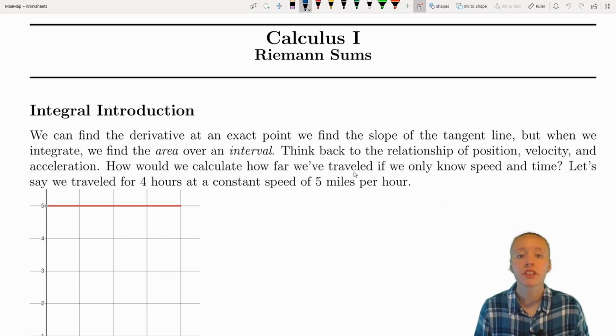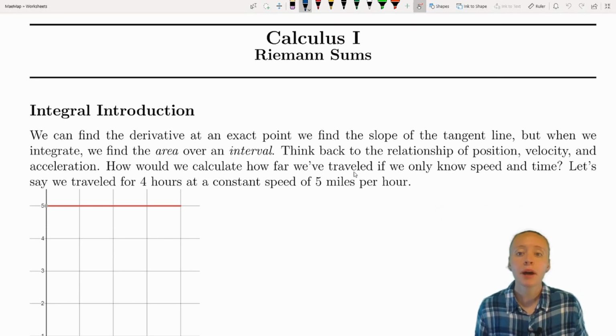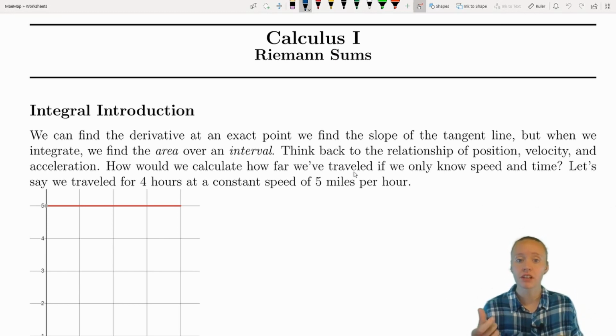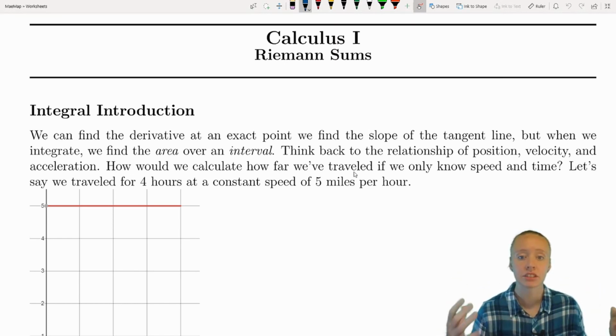When we find the derivative at an exact point, we find the slope of the tangent line. But when we integrate, we find the area over an interval. So when you think of the derivative, think that we're finding the tangent line slope at a point, and for the antiderivative, we're finding the area over an interval. And let's get a good grasp on that.